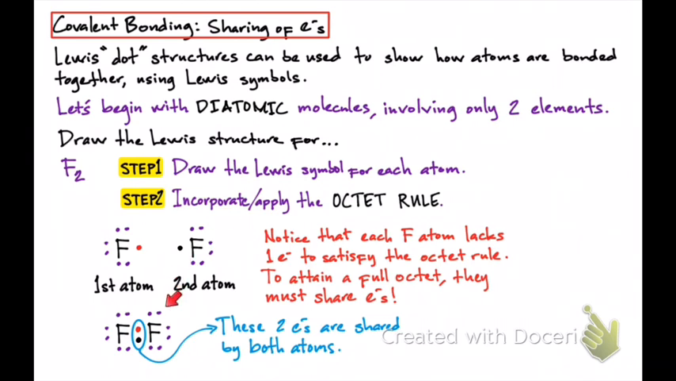So now you can see that each fluorine atom has a total of 8 valence electrons. So you can count them. For this fluorine, you have 2, 4, 6, 8 electrons. For this fluorine, the same thing, 2, 4, 6, 8 electrons. So both fluorine atoms now have a complete octet, and so they satisfy the octet rule. This pair of electrons here that are being shared by both atoms is known as a single bond.